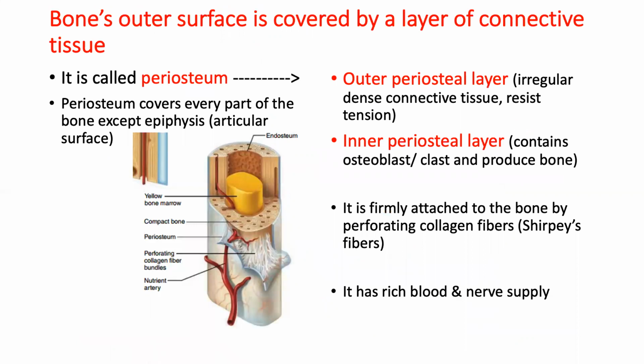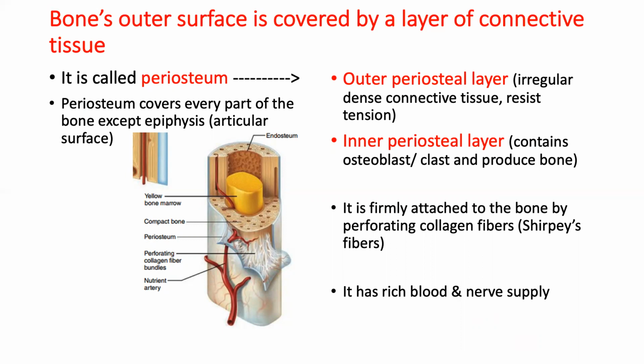So let's talk about the periosteum. Our bone's outer surface is covered by a layer of connective tissue, and it is called periosteum. Periosteum covers every part of the bone except the articular surface, because the articular surface is covered by articular cartilage. Articular cartilage is made of hyaline cartilage. And periosteum is a thick fibrous sheath, which can be divided into outer periosteum and inner periosteum.